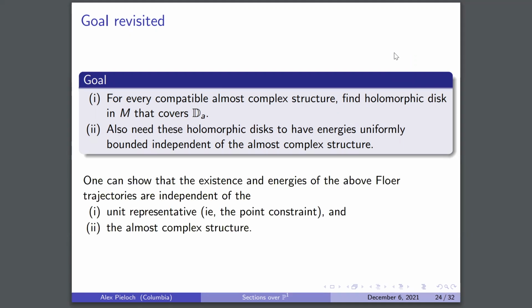So via considering various continuations among different almost complex structures, you can show that the existence and energies of these Floer trajectories that are witnessing this boundary homomorphism in the long exact sequence are independent of all the choices. So they're independent of our choice of index 0 critical point for our Morse function, and they're also independent of our choice of almost complex structure. So as soon as we fix this data, before we fix this data, we have some universal bound on the energy for any choice of data and associated holomorphic Floer trajectory.